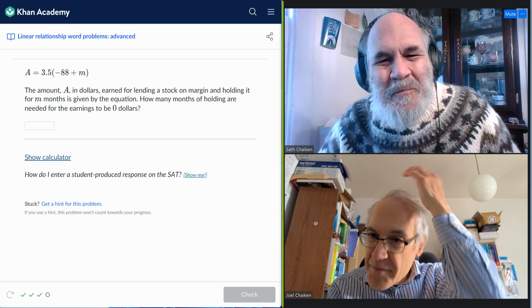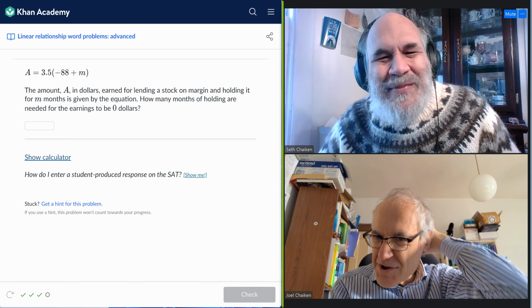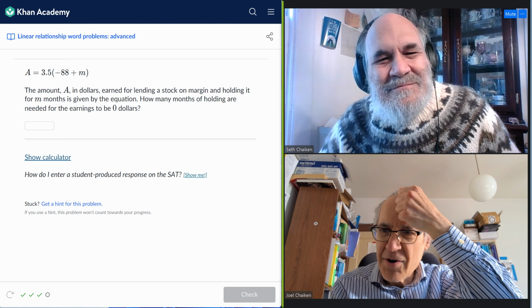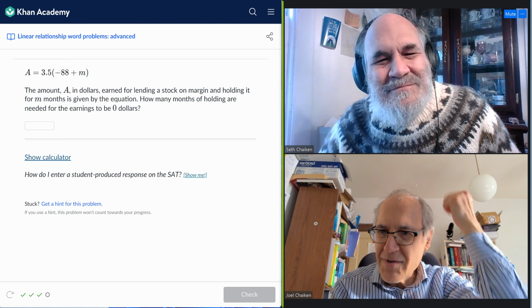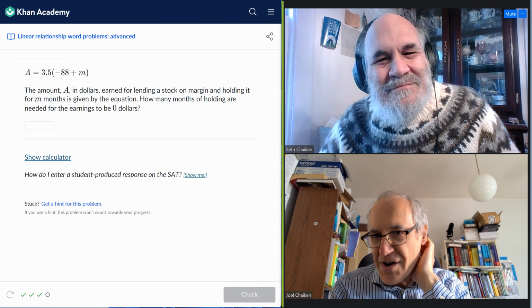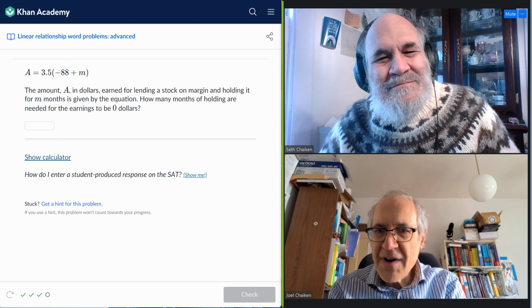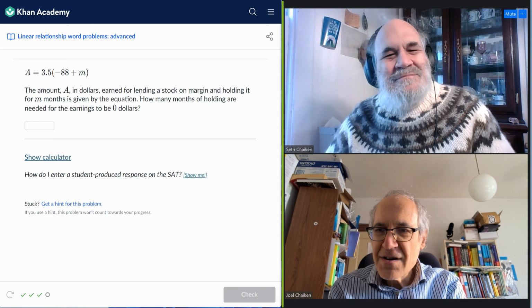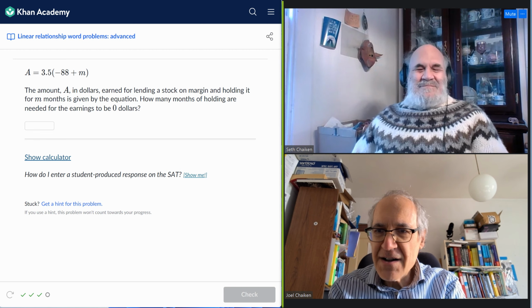Okay, here we go. The amount A in dollars earned for lending a stock on margin and holding it for M months is given by the equation. Earned, so you're making money. How many months of holding are needed for the earnings to be $0?